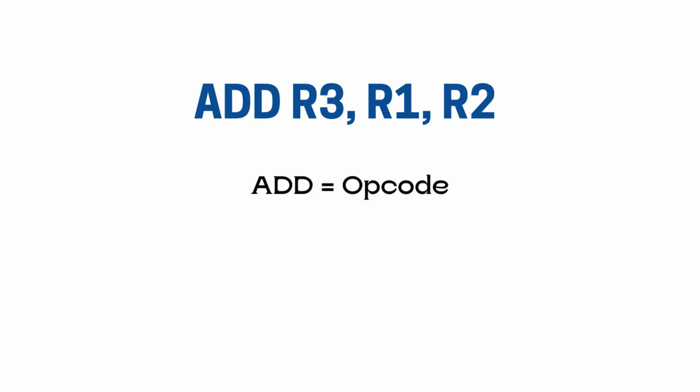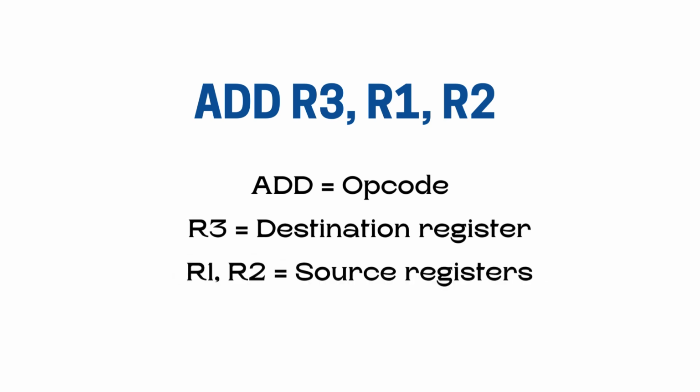Here, add is called the opcode. It indicates what type of operation the CPU is to perform. R3 is the destination register, and R1 and R2 are the first and second source registers. This instruction has three operands, two source operands, and one destination operand. Hence, it is called a three-address format.